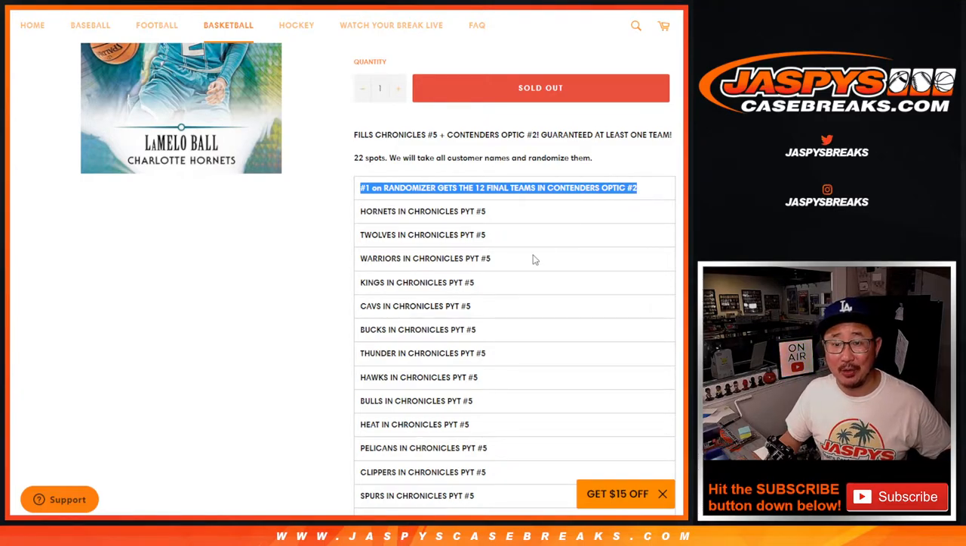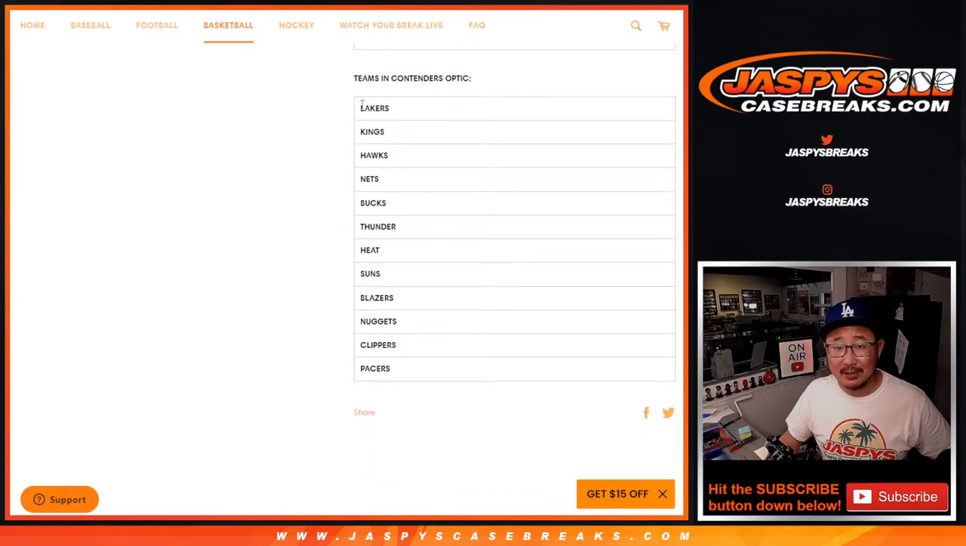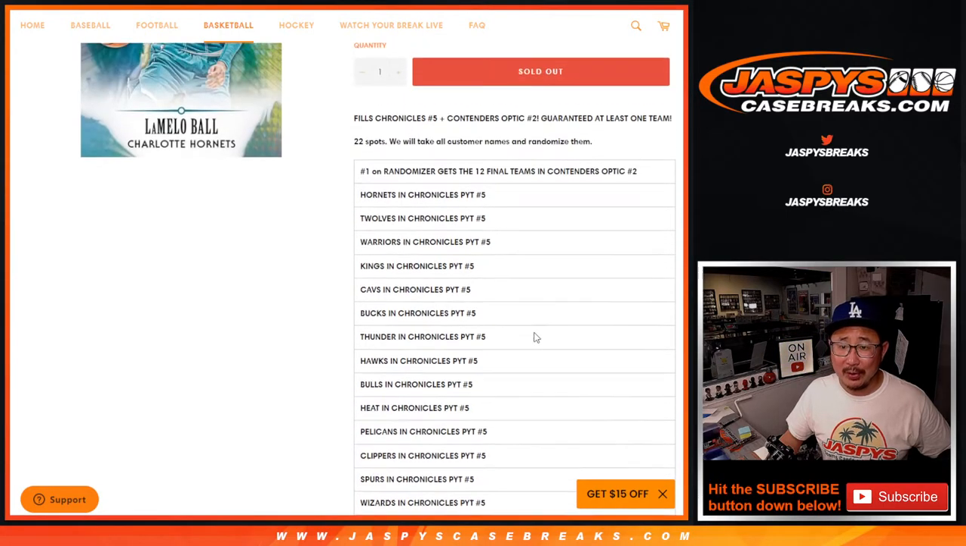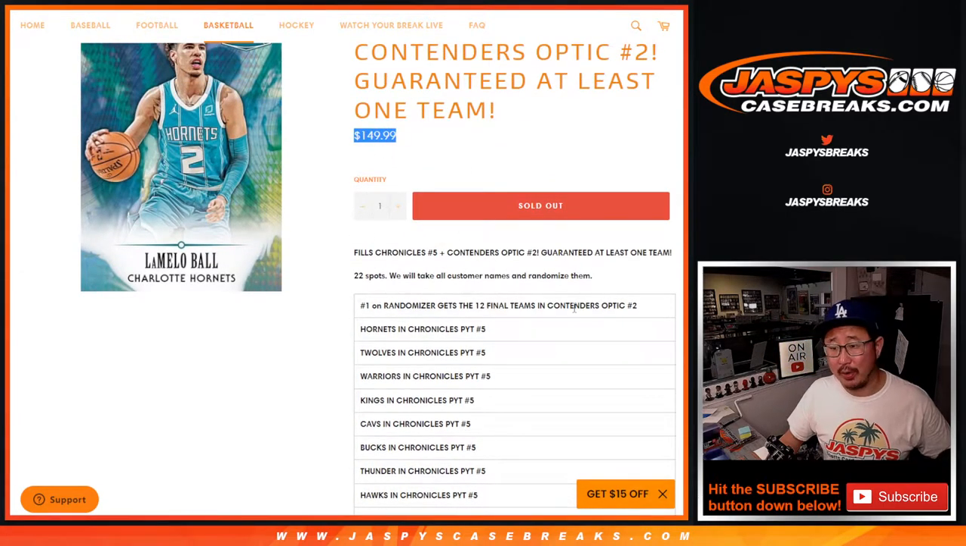number 2, Pick Your Team 2. These are the 12 teams. Lakers, Kings, Hawks, Nets, Bucks, Thunder, Heat, Suns, Blazers, Nuggets, Clippers, and Pacers. Pretty nice. Not bad for that price point right there.